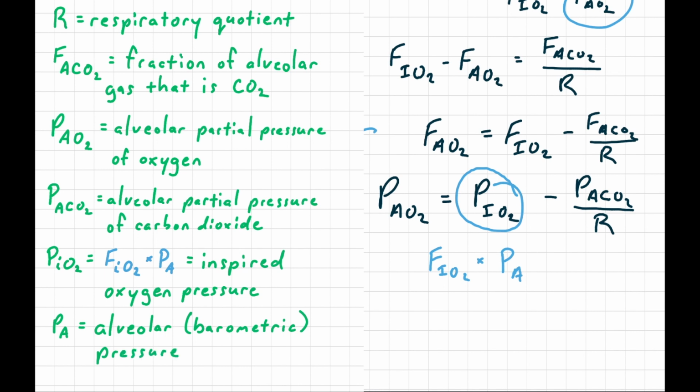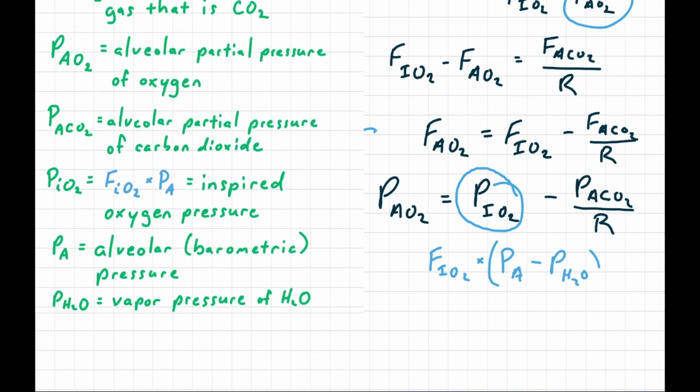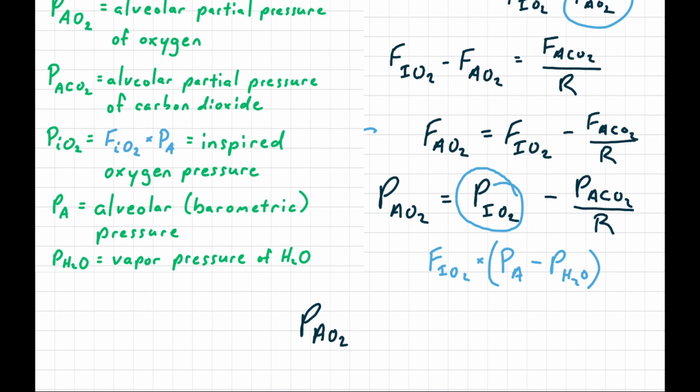And finally, because we usually measure FiO2 in the dry ventilator breathing gas, but gas is fully saturated with water vapor by the time it makes its way down to the alveoli, you need to subtract the vapor pressure of water from the alveolar pressure. So you'll often see the alveolar gas equation written this way. Alveolar oxygen partial pressure equals inspired oxygen fraction times airway pressure minus water vapor pressure, that quantity minus the alveolar carbon dioxide partial pressure divided by the respiratory quotient.